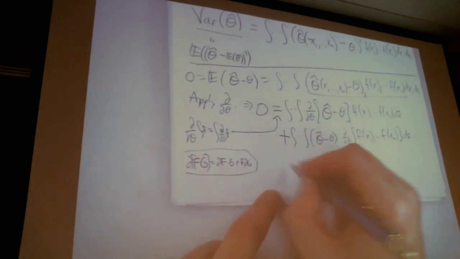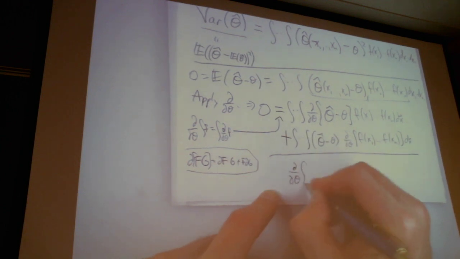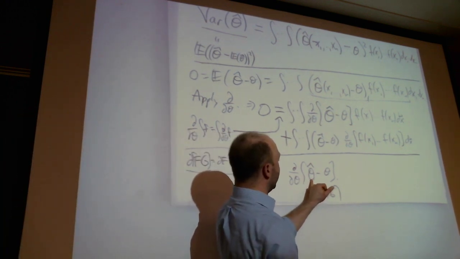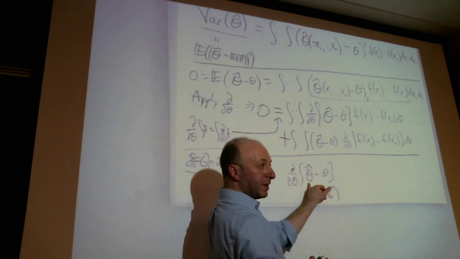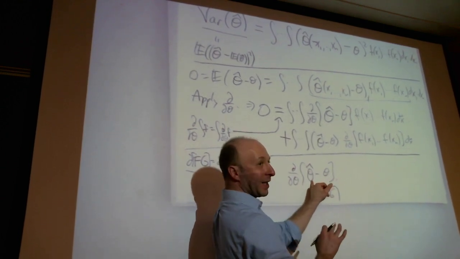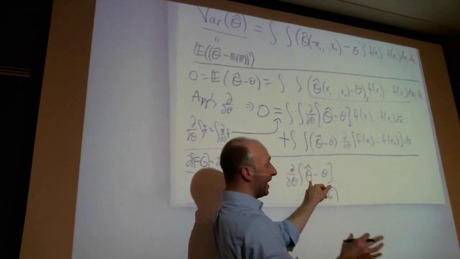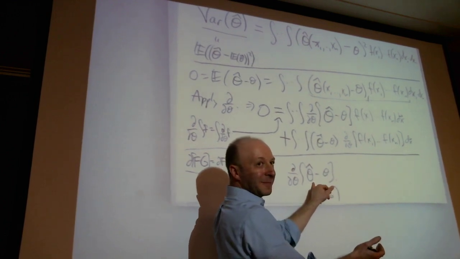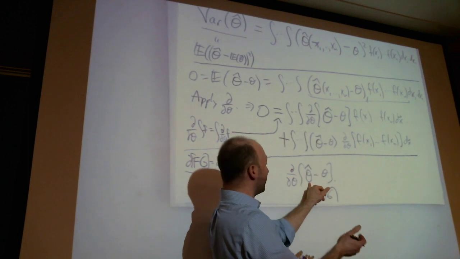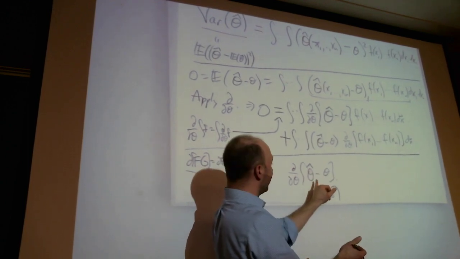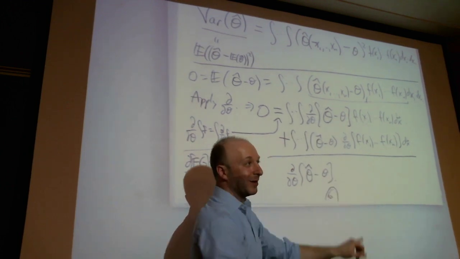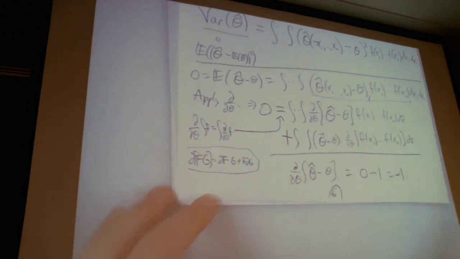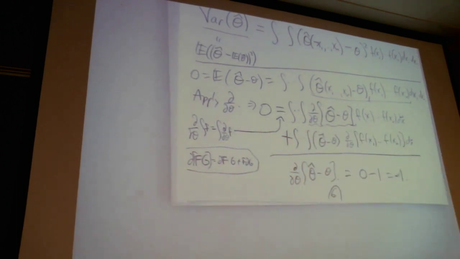Let's look at the first one. What is d/dθ of theta hat minus theta? What is theta hat? It's an estimator for theta, so it's a function of the x's, x1 through xn. It can't be a function of theta, because you can't estimate theta while insisting that you know what theta is. It must be independent of theta. This derivative is 0. And what's the derivative of theta with respect to theta? So this is 0 minus 1, also known as negative 1. So this whole thing is negative 1.